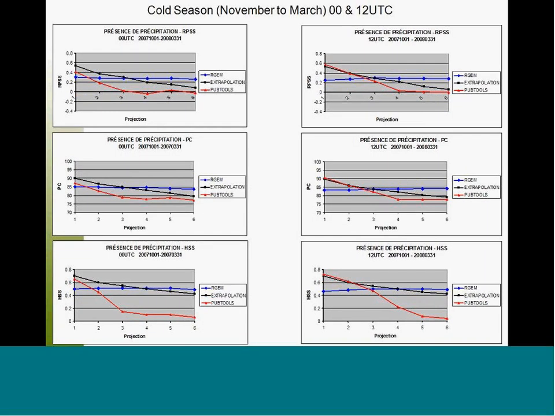It shows the cold season. So we can see the model seems to be a little bit more performant. So crossing, instead of being a little bit before, it's a little bit after, around 3 hours after the observation time. So that's a quick overview of performance based on verification, but there's certainly more to do.